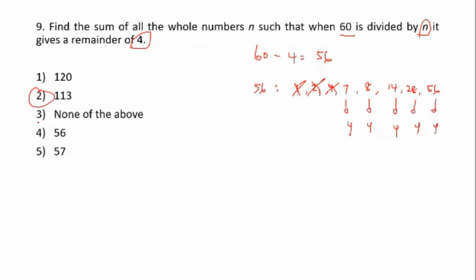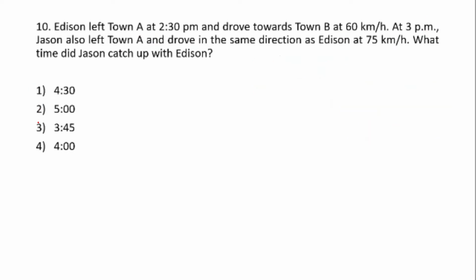Number 10. Edison left Town A at 2:30 p.m. and drove towards Town B at 60 kilometers per hour. At 3 p.m., Jason also left Town A and drove in the same direction as Edison at 75 kilometers per hour. What time did Jason catch up with Edison?